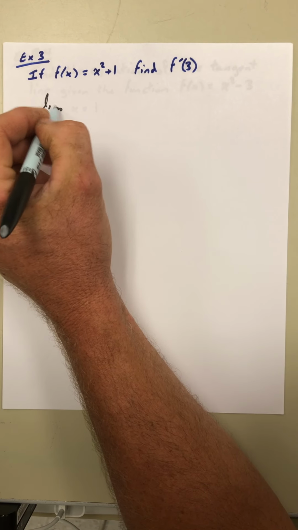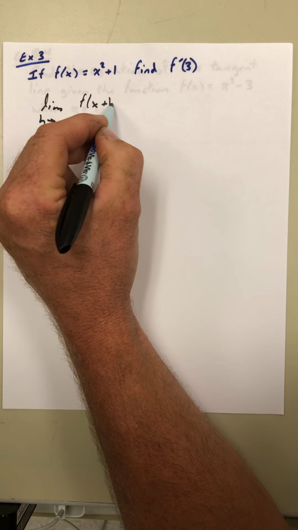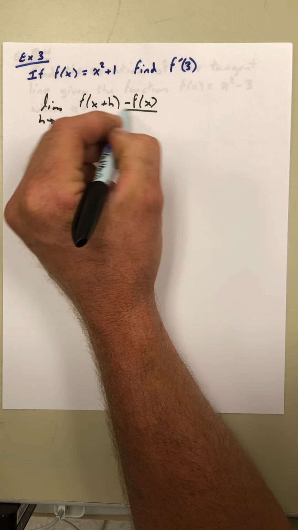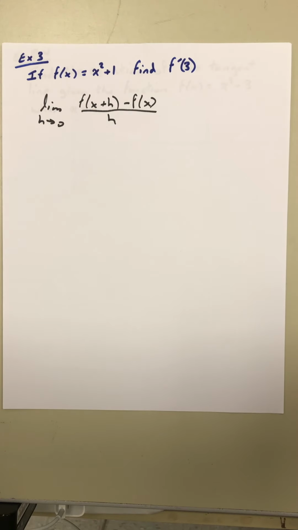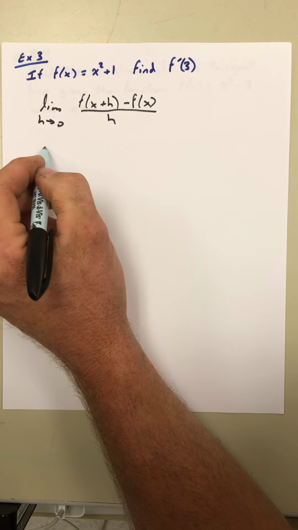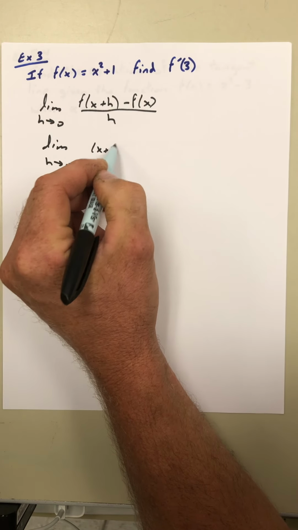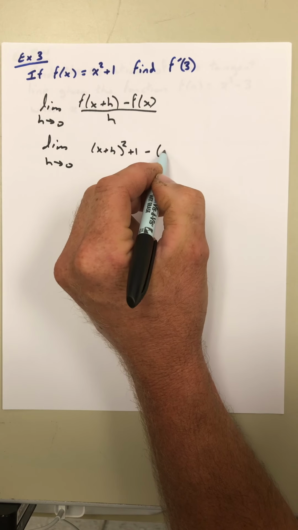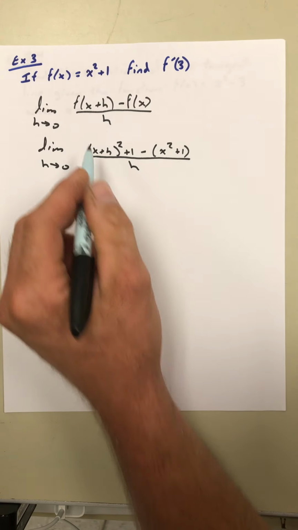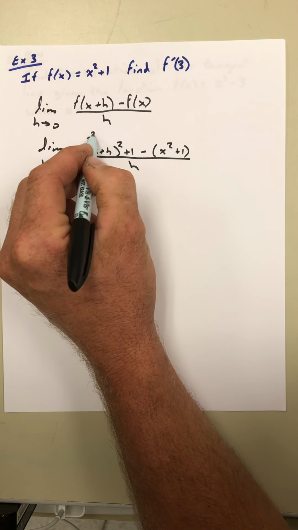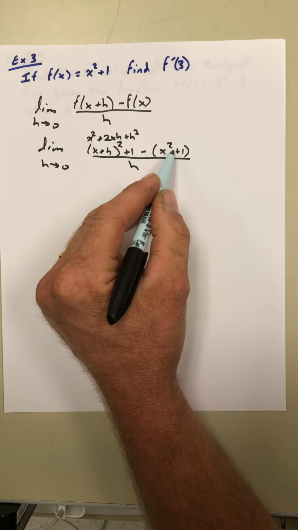So again, we're always going to start out the same, limit as h goes to 0. I'll go ahead and write that out again, f of x plus h minus f of x all over h. Very important that we remember this formula because we're going to use it and use it and use it again. So we're going to look at the limit as h goes to 0. We have our x plus h squared plus 1. From that, we're going to subtract x squared plus 1 all over h. Multiplying this out, that gives us x squared plus 2xh plus h squared. Multiply your negative through.